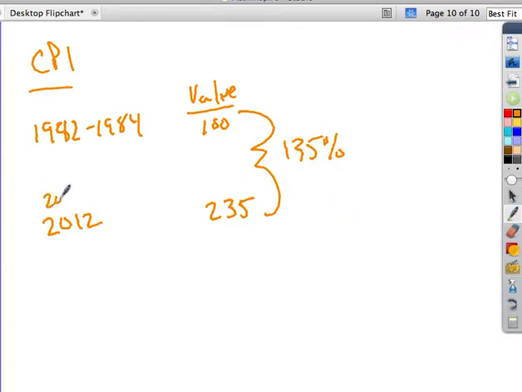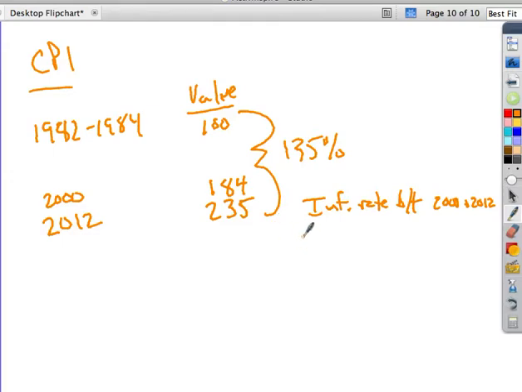Now, what if I pick the year 2000, and I'm making this up, I should have looked it up, but I didn't. Let's say that the CPI value is 184. And I said, what is the inflation rate between 2000 and 2012? This is where you need to use that formula. So click pause and try to work this one out, just to make sure that you can calculate a rate of inflation.